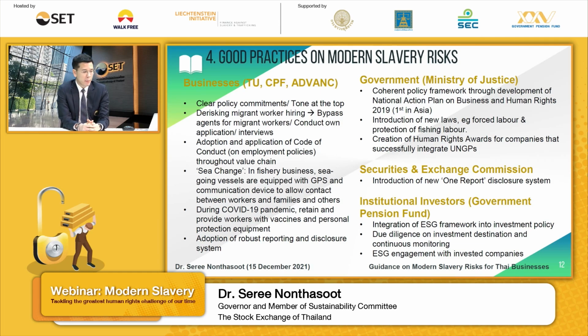On the 4th key point, which is the good practices on modern slavery risks, I would like to summarize this by saying that the member organizations and also our partner organizations all have very solid and robust policies on human rights. That also includes the National Action Plan on Human Rights and Businesses, which was launched in 2019, and Thailand is the first country to launch such a report or guideline, which also covers forced labor and fishing labor. I would like to add that we have been awarded as the model agency for business and human rights as well.